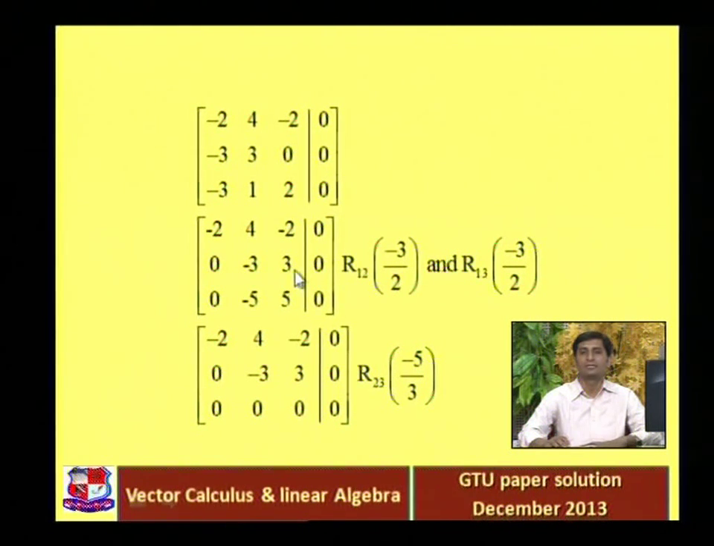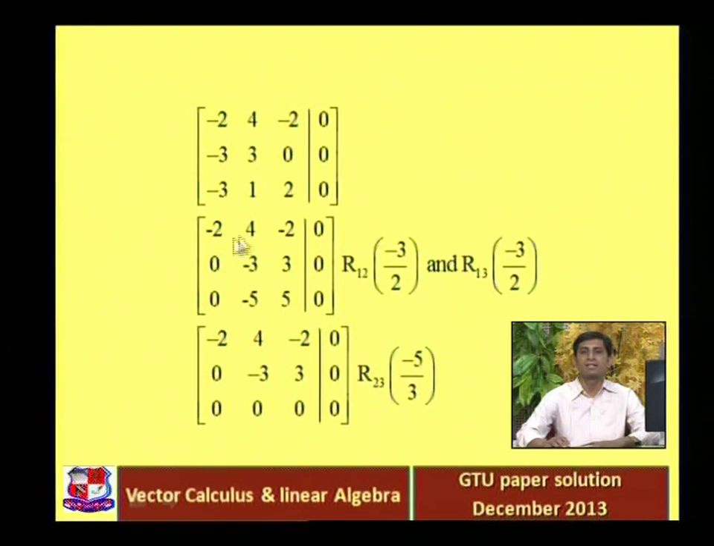3 you will get. Similarly, when we multiply the first row with minus 3 by 2 and add into the third row, the third row becomes 0, minus 5, 5, 0.